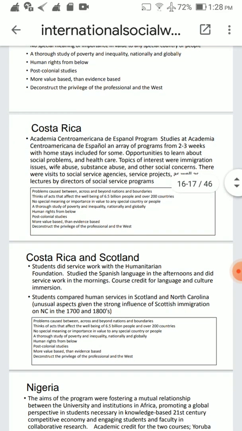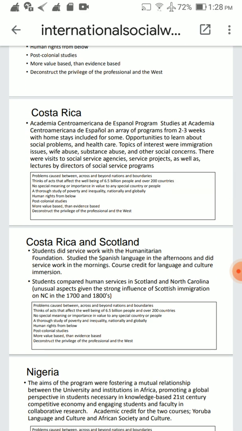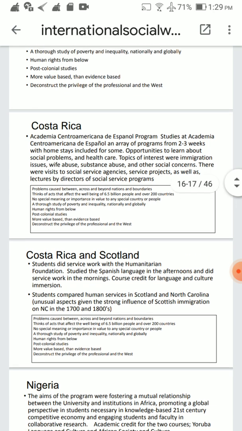Another, according to Costa Rica: at Academia Centroamericana de Español, an area program for 2 to 3 weeks with home stays, including some opportunity to learn about social problems and healthcare. Topics of interest were immigration issues, wife abuse, substance abuse, and other social concerns. These were visits to social services projects, as well as lectures by directors of social services programs.